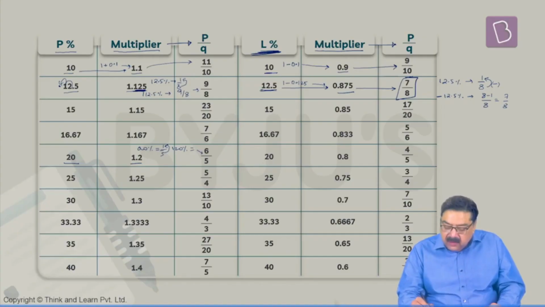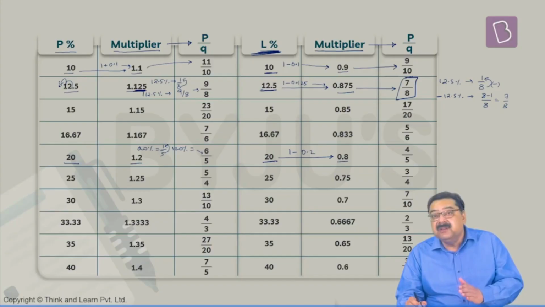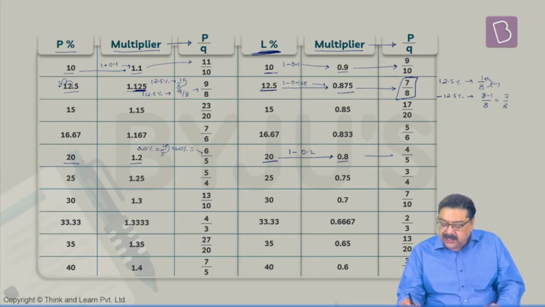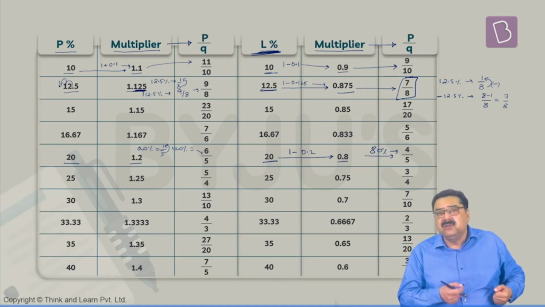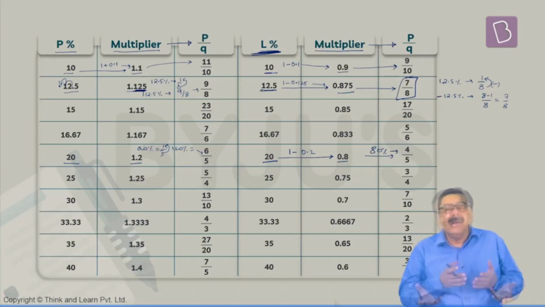Now similarly, if loss made is 20%, so we know that we need to multiply cost price with 1 minus 0.2, so that selling price becomes 0.8 times cost price. 0.8, we already know the fraction equivalent for 80% is 4 by 5. 100% was cost price. Out of that, 20% is lost. So 80% of the money remains. And 80%'s fractional equivalent is 4 by 5.